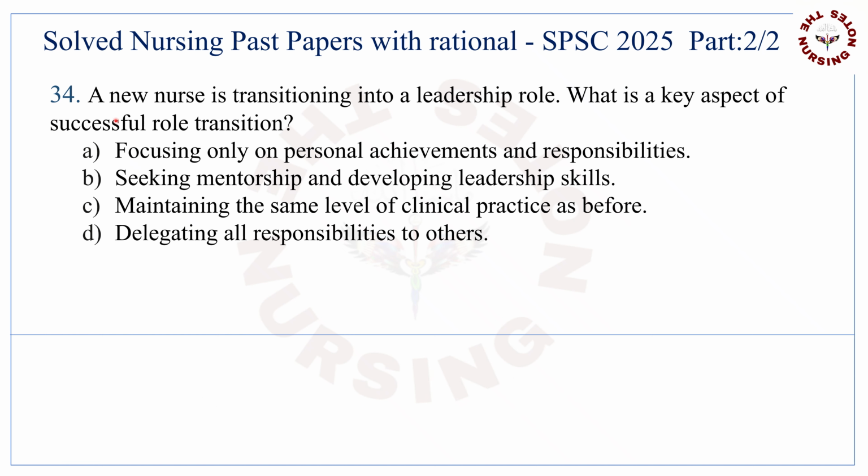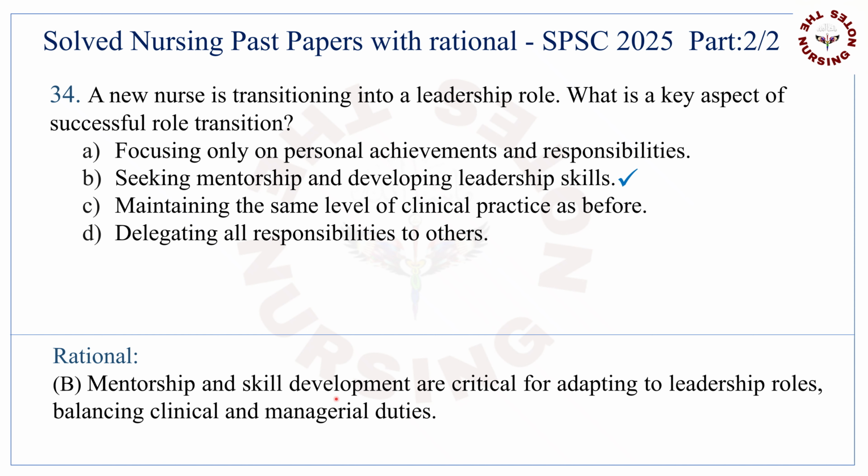Question number 34. A new nurse is transitioning into a leadership role. What is a key aspect of successful role transition? Correct answer is B. Seeking mentorship and developing leadership skills.